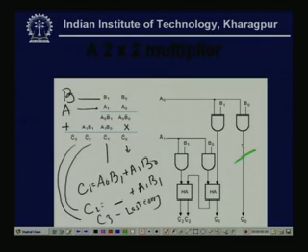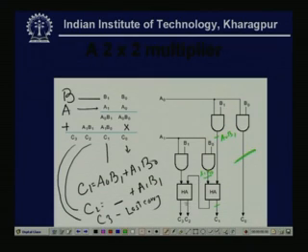Now, C1 is A0 B1 plus A1 B0. So, we see that A0 B1, now the second bit is there, this is A0 B1, then A1 B0. So, this is nothing but a half adder. There are 2 bits, sum and carry. The carry is propagated to the next half adder and this is A1 B1.